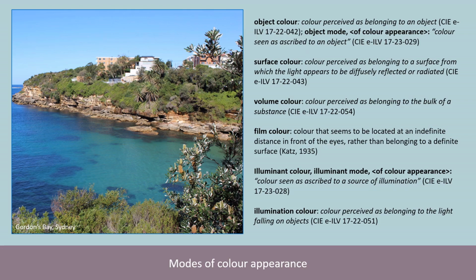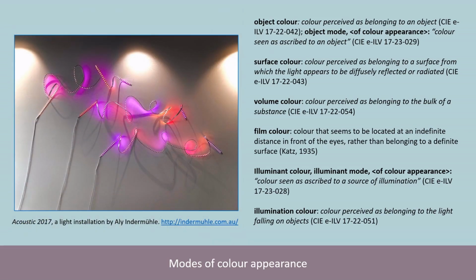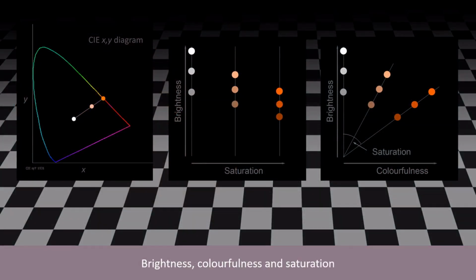We see various object colours, which can be subdivided into surface colours of opaque objects and volume colours of transparent and translucent substances such as seawater, and an illumination colour of white daylight. And here we see different illumination colours of light perceived to be falling on an object with a uniform object colour. And this one illustrates a discussion of the interconnections of brightness, colourfulness, saturation and chromaticity.